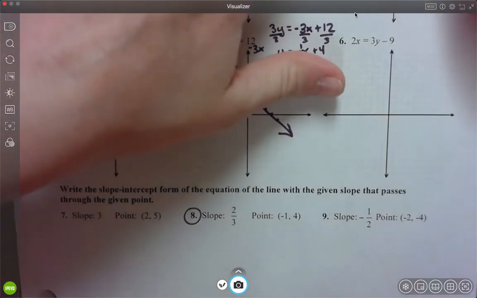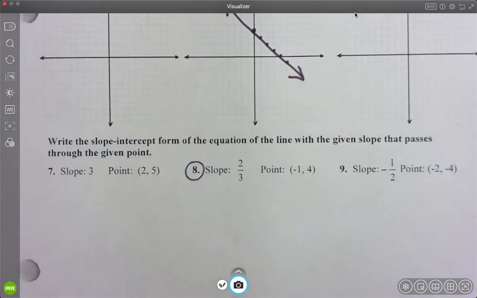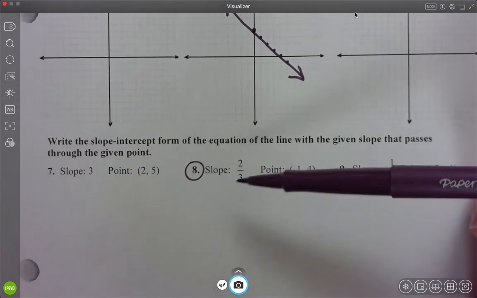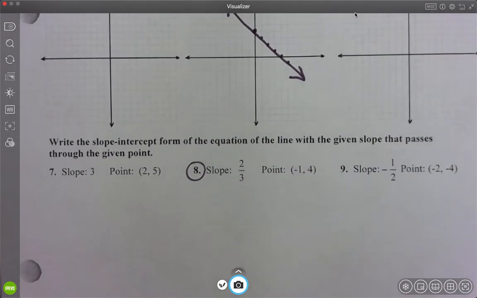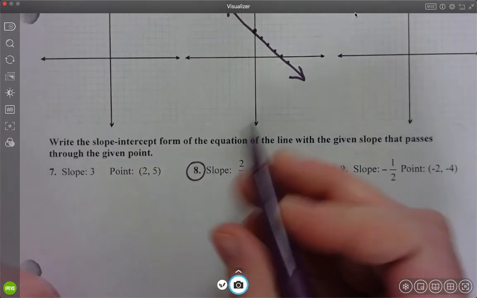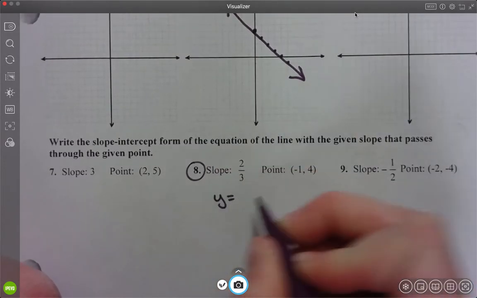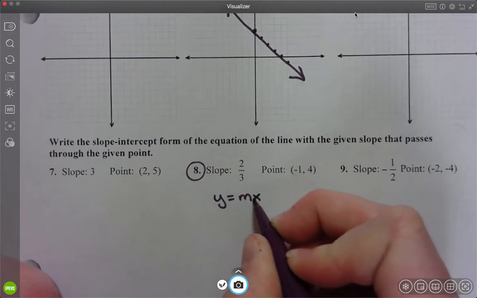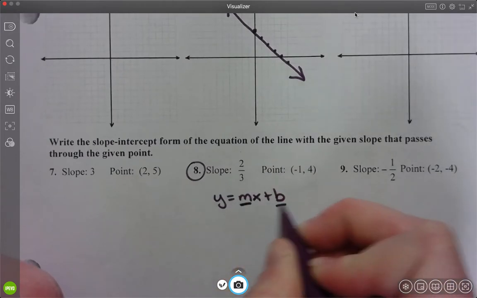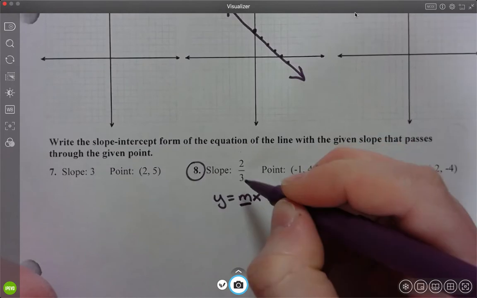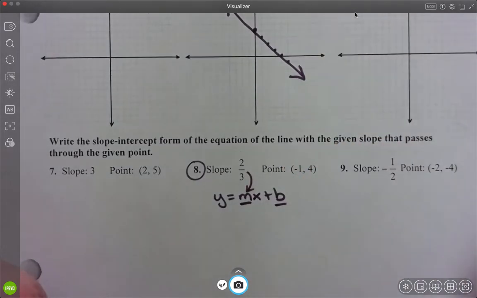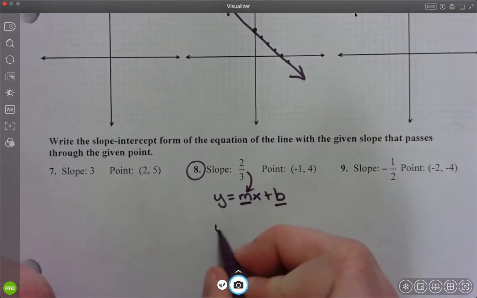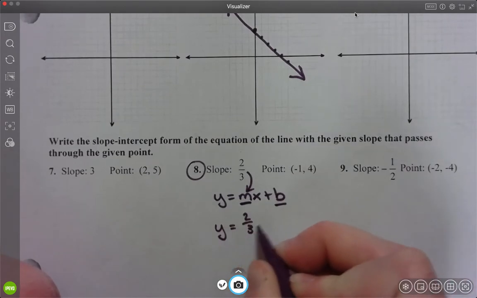All right, so now we move on to writing the equations. So let's say I know my slope is 2/3, and I know that a point that's on my line is negative 1, comma 4, okay? So we want to write this in slope-intercept form, y equals mx plus b, where m is the slope and b is the y-intercept. If they tell me that my slope is 2/3, I'm just going to plug it in for that m there. So now I have y equals 2/3 x plus b, okay?